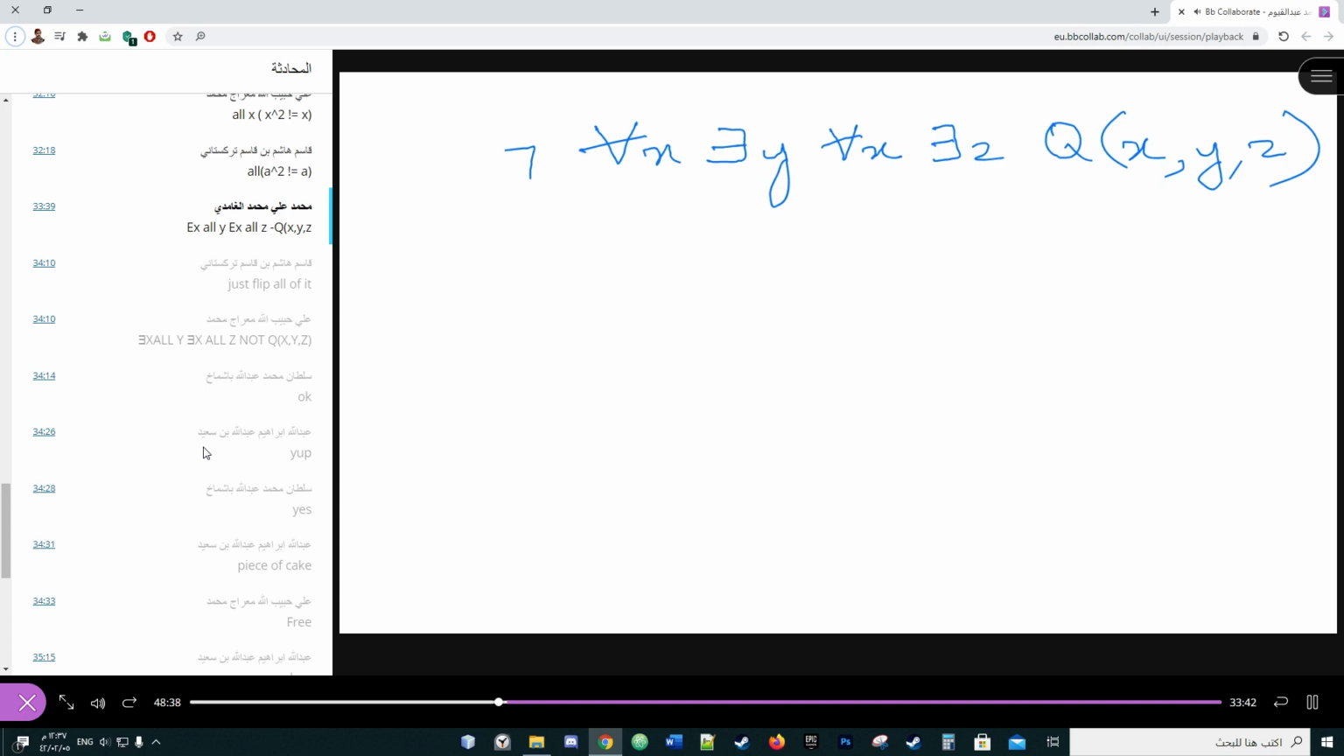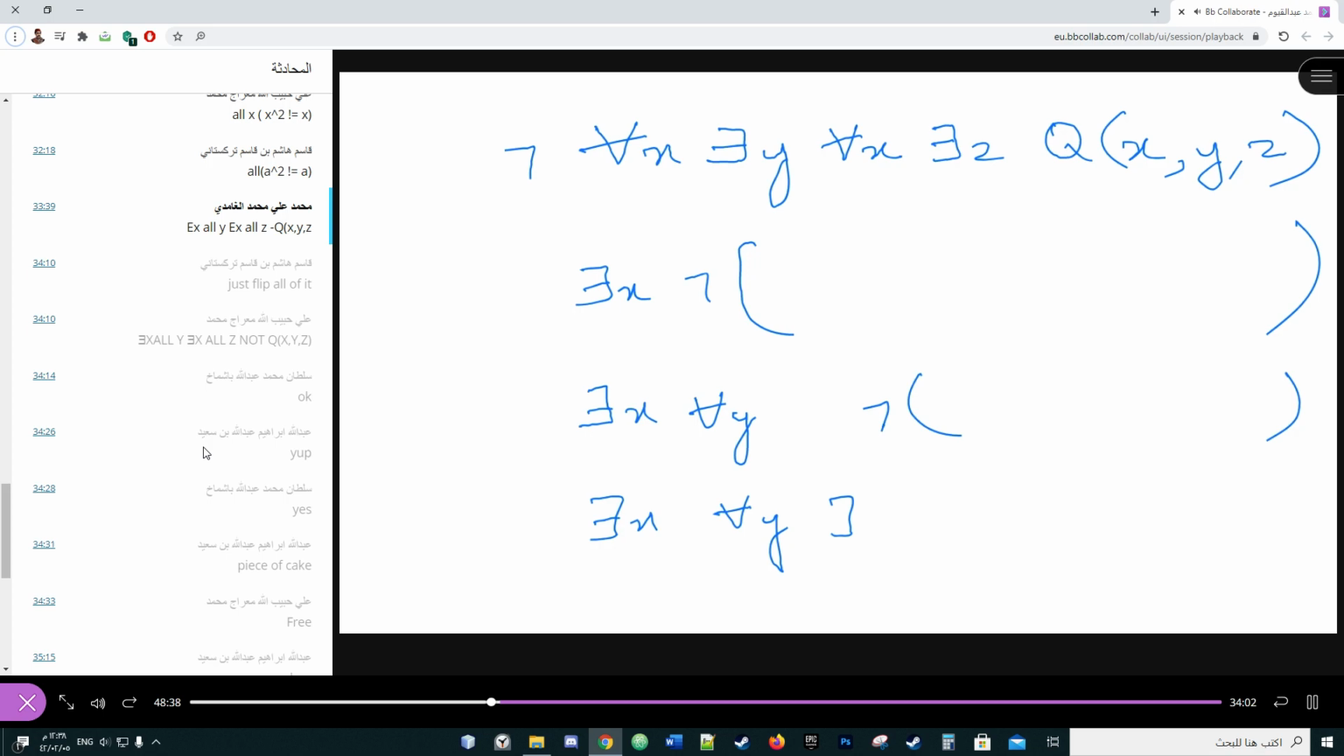Very good. I flip the first symbol, and then I get this whole thing. Then again I flip the other symbol, and I get that not. Then again I flip the third symbol, fourth symbol. So I get this, and then not Q, x, y, z. That's all.